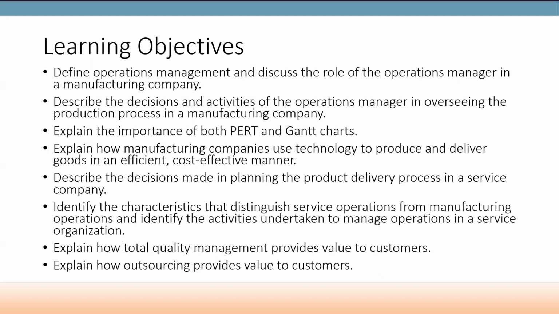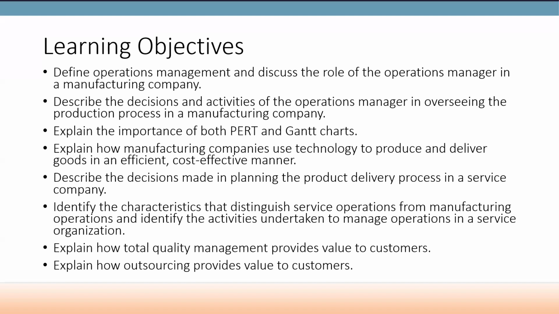and in identifying the major characteristics that hopefully can distinguish service operations from manufacturing operations, and identify the activities undertaken to manage operation services in an organization. Okay, so we're going to talk about quality control, total quality management, TQM, and how it provides value to the final customer, and also explain how outsourcing provides a certain value to the customer as well.